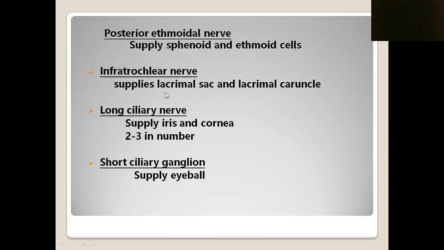Then infratrochlear supplies the lacrimal sac and lacrimal caruncle. Then long ciliary supplies the iris and the cornea. Then short ciliary supplies the eyeball, the muscles of the eyeball. So these are the details of this nasociliary nerve.